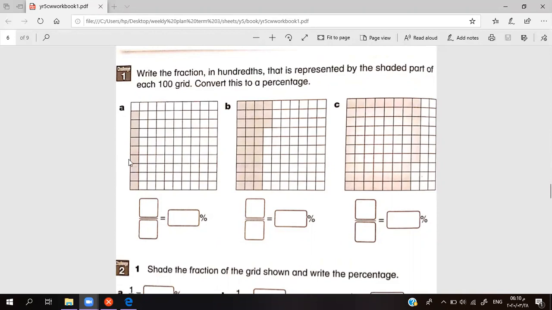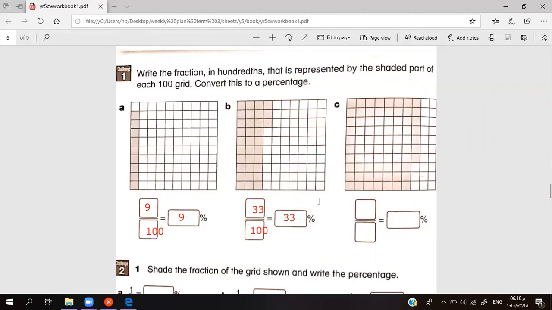Okay, this fraction, how many are shaded? 9, right? Because I told you that each column is a 10. So this is 9. 9 from how many? 9 from 100. So its percentage is what? Its percentage is 9%. What about B? Let's count 10, 20, 30, 33. It's 33 out of what? Out of 100. So its percentage is 33.